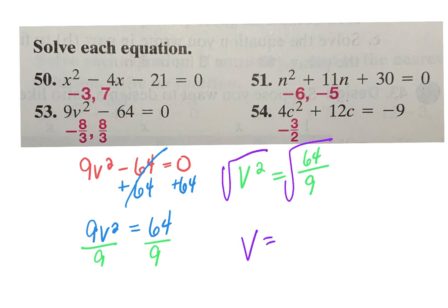Remember, when you do a fraction, you just take the square root of the top. So square root of 64 is just 8. And the square root of the bottom, the square root of 9 is just 3. And anytime you have a variable squared and you're solving for the root, you have to remember it's the positive or negative root.